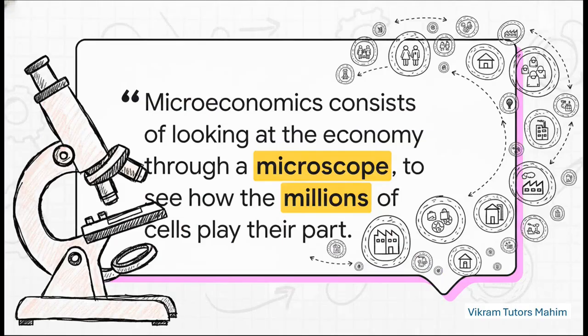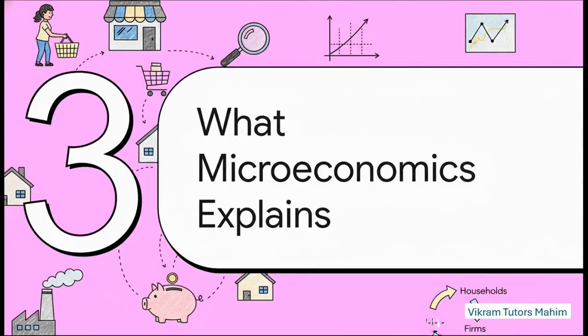And I love this quote from Professor A.P. Lerner because he gave us the perfect way to think about it. He said microeconomics is like putting the economy under a microscope. You're zooming in on the individual cells, the consumers, the businesses, to see exactly how they work and how they interact with each other. That's a great metaphor, right? But what can this microscope view actually tell us? What kind of real-world questions does it help us answer?